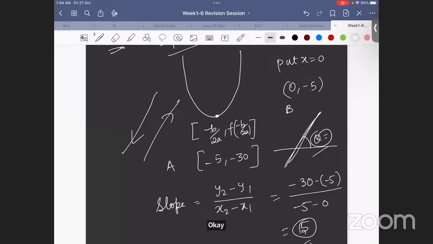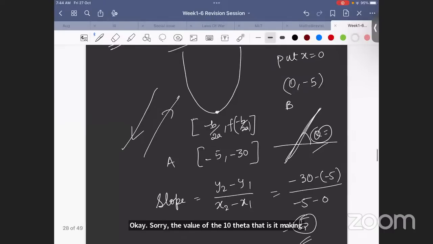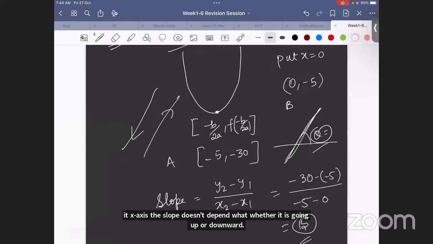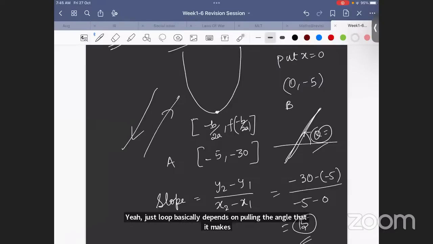The slope doesn't depend on whether the line is going upward or downward. The slope only depends on the angle that it is making with the x-axis. So what is the value of tan theta that it is making with the x-axis? The slope basically depends on the angle it's making in the anti-clockwise direction with the x-axis. Nothing else.